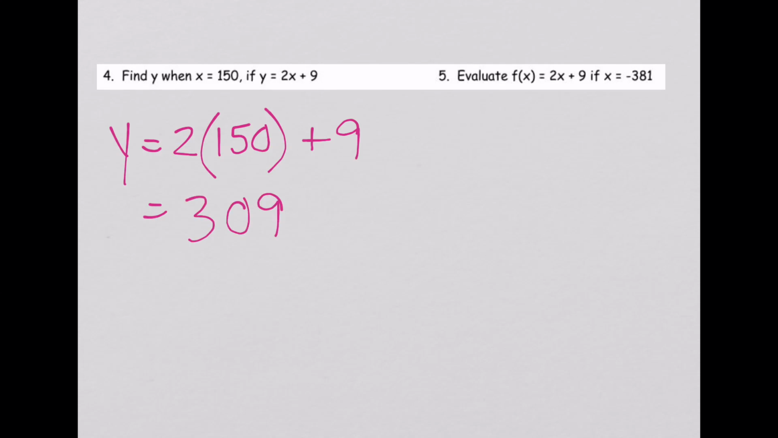How about number 5? This is actually the same idea, but I wanted to give you a little bit different notation so you could see that I might ask you to do the same thing in 2 different ways. Evaluate f of x equals 2x plus 9 if x equals -381.